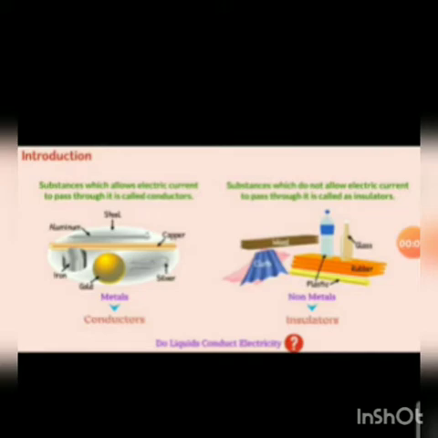Substances which allow electric current to pass through them are called conductors. So what are conductors? The substances which allow the electric current to pass through them. Examples: can you see metals, gold, iron, aluminium, steel, copper and silver. On the other hand, substances which do not allow electric current to pass through them are called insulators. So what are insulators? Those which do not allow electric current to pass through them. Example, can you see the non-metals? Yes, plastic, rubber, glass, cloth. These are called insulators.